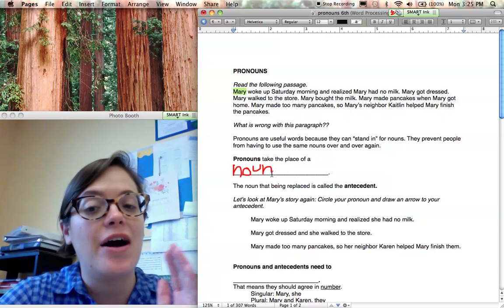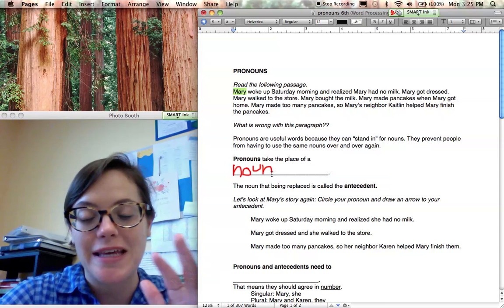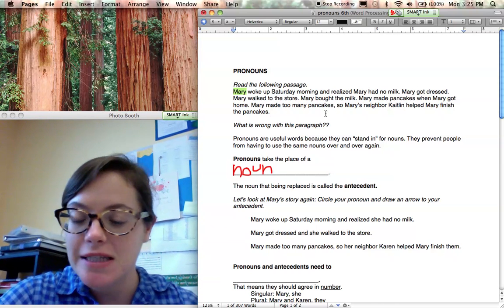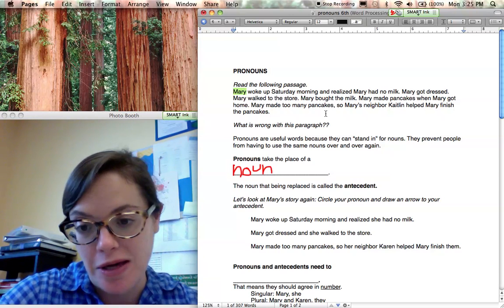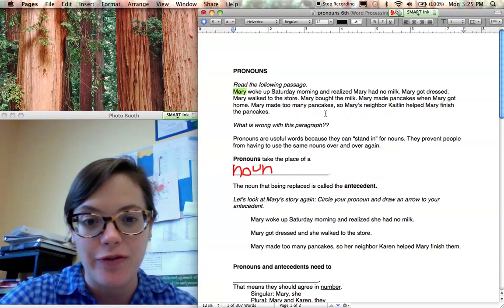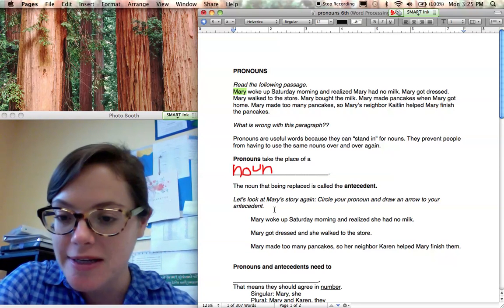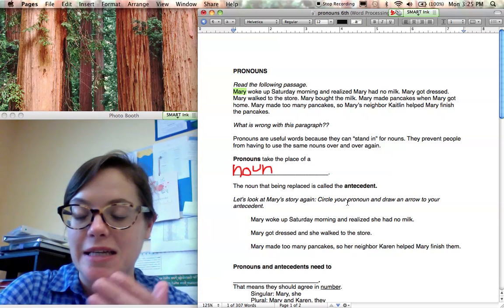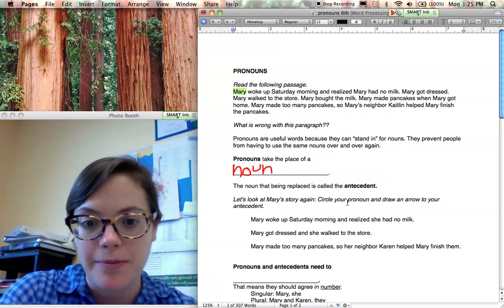All right, now the noun that we're replacing is called the antecedent, okay? So in this paragraph up here, our antecedent would have been Mary if we had replaced it and said she a couple times instead of saying Mary over and over, okay? Now, let's look at Mary's story again, and we're going to circle our pronoun and draw an arrow to the antecedent, so the noun that we're replacing.